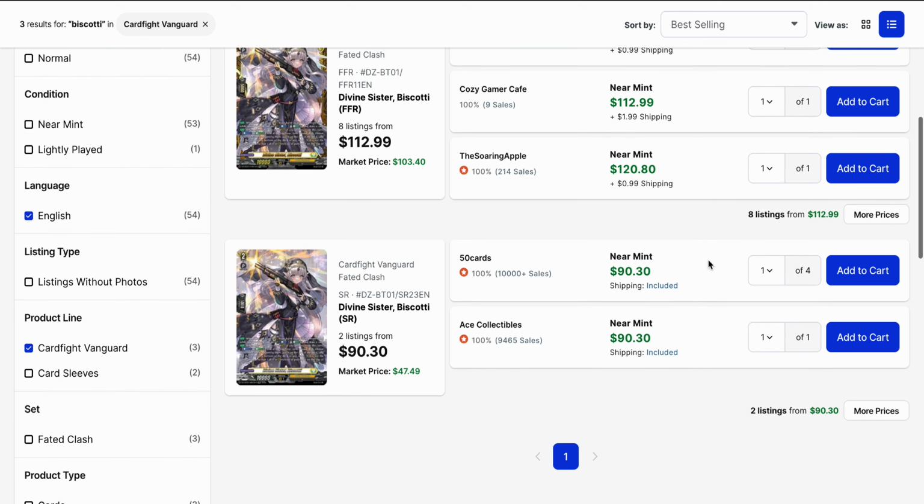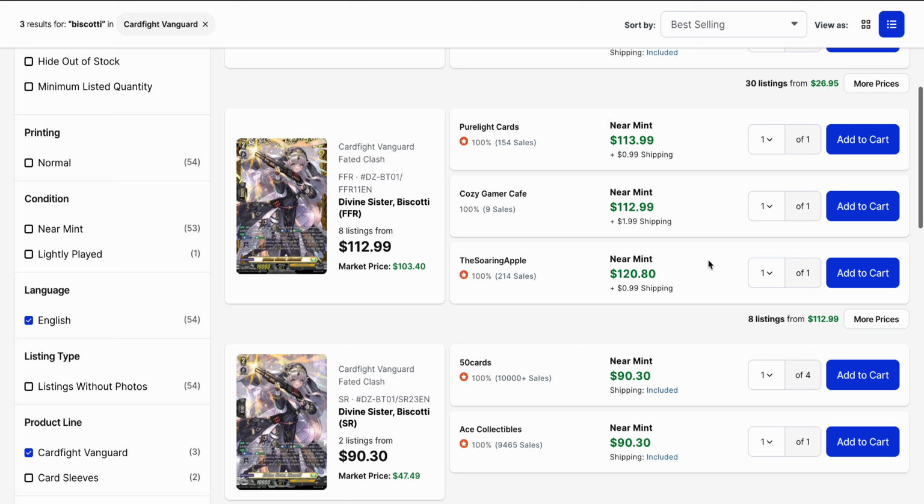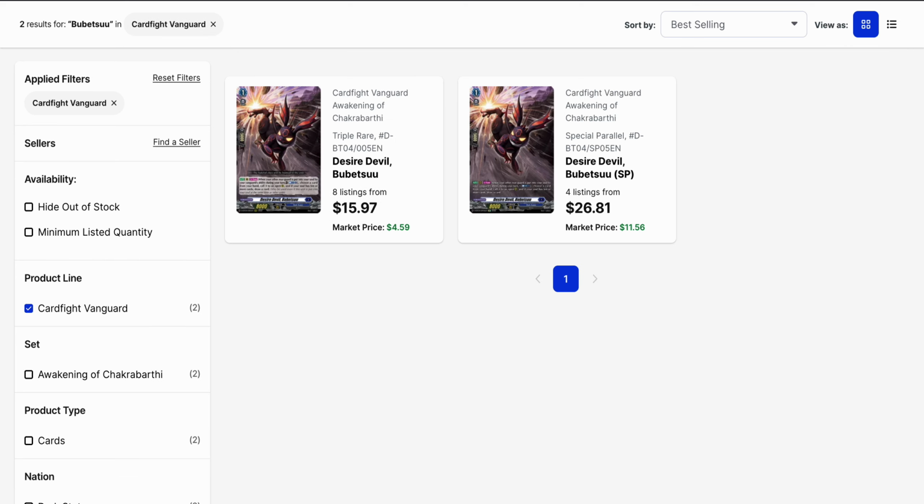And yeah, we have two listings available on 50 cards from $90. The FFR is 114 onwards, and that one has a market price of 103, so it's only slightly up there. This one, I know I got a shout out. I think that was the Penguin Dolphin. Thank you very much.